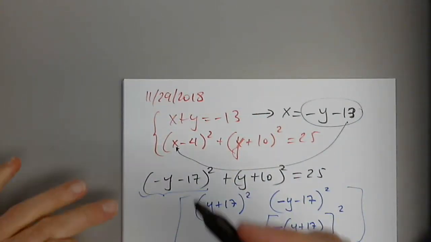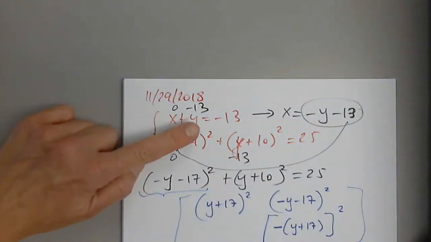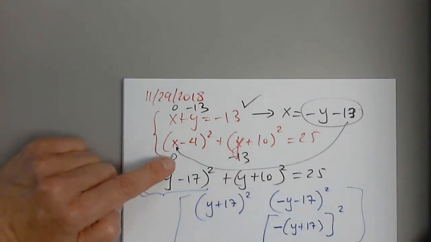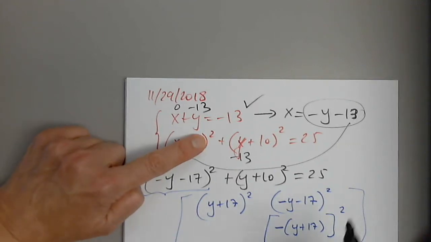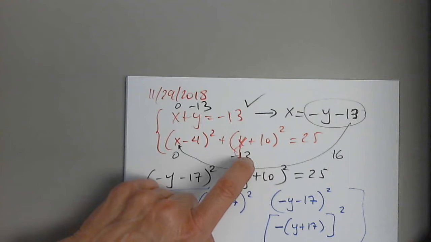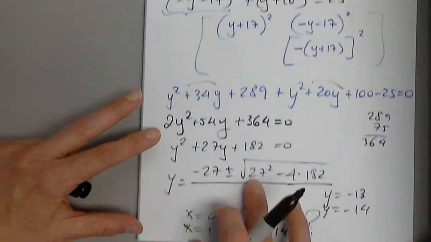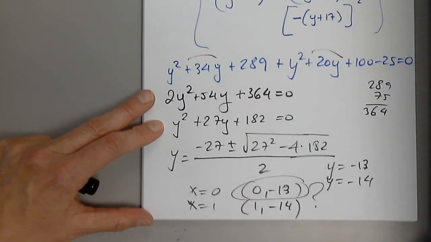Does it work? Have you checked? So 0 minus 13 is negative 13. That's correct. 0 minus 4 is negative 4 squared is 16. Negative 13 plus 10 is negative 3 squared is 9. Of course, it's 25. So then I will say this is a yes.